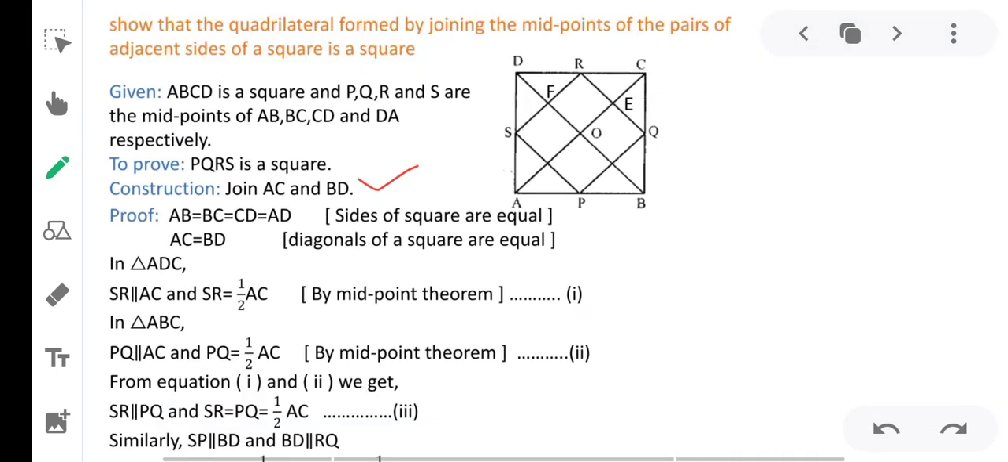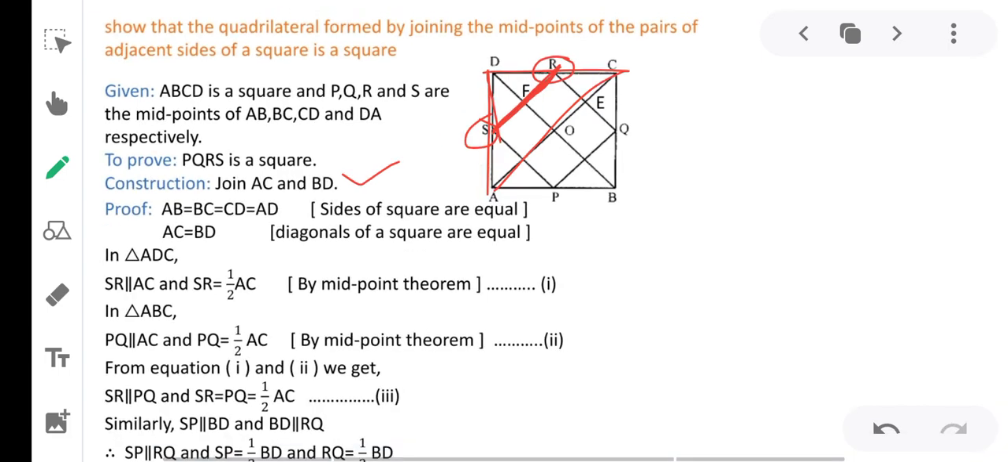Now in triangle ADC, S is the midpoint of AD and R is the midpoint of DC. If S is the midpoint of AD and R is the midpoint of DC, then this line segment SR is parallel to AC, and also equal to half of AC. So you can write SR parallel to AC and SR equal to 1 by 2 AC by midpoint theorem.